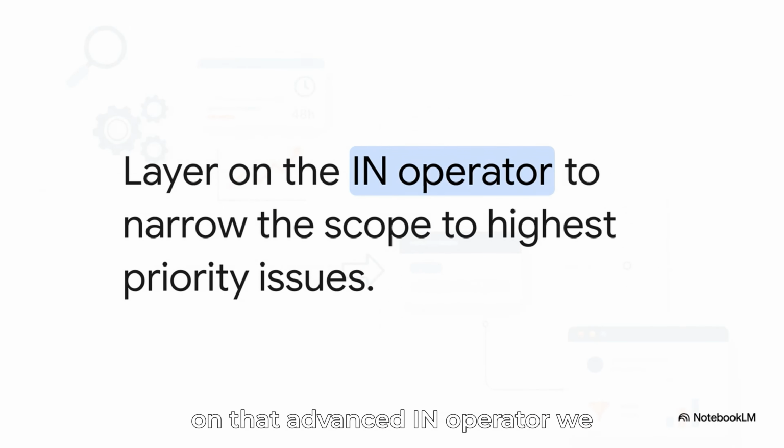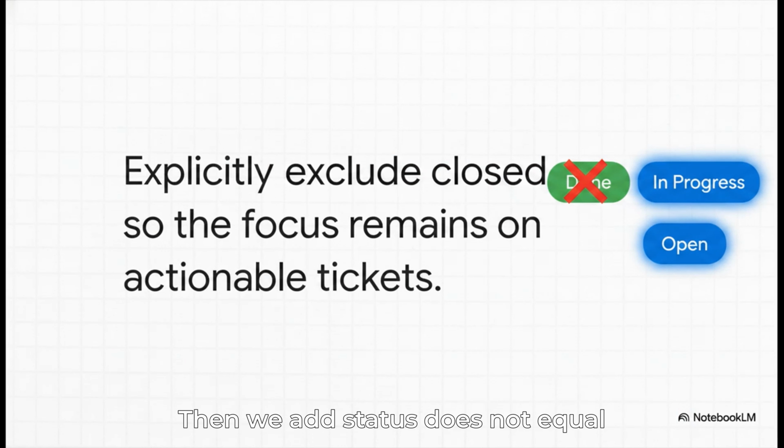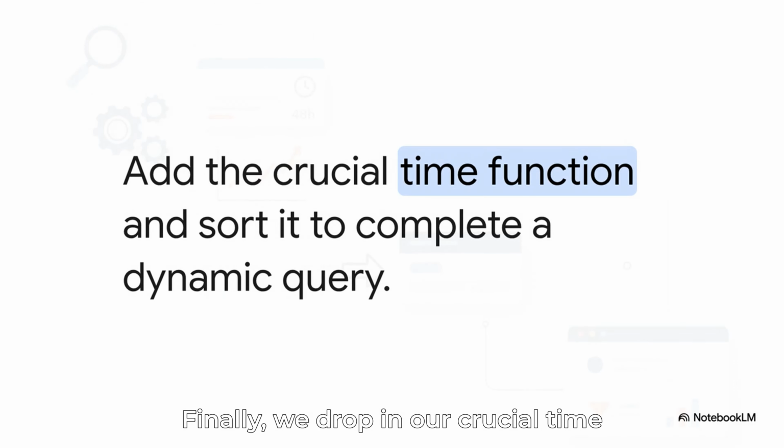Next, we're going to layer on that advanced IN operator we talked about, strictly narrowing our scope down to only the highest priority fires, P1 and P2. Then, we add status does not equal done to explicitly exclude any closed work. We obviously only want actionable open tickets sitting in this risk report. Finally, we drop in our crucial time function, updated is less than or equal to minus 48 hours, and we'll sort the whole thing by priority in ascending order. And there we go. We have just completed a highly specific, dynamic query that is literally impossible to build using the basic search.